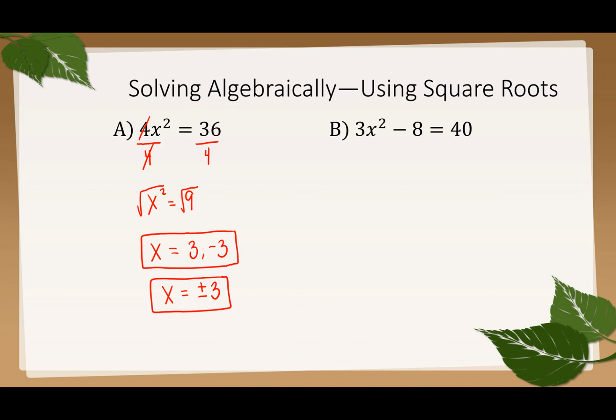All right, let's take a look at b. Now for b, it's not quite as simple as dividing by 3 because we have to get rid of the -8 first. Remember, we always do the opposite order of operations when we're solving. In this case, we're going to add the 8 first.